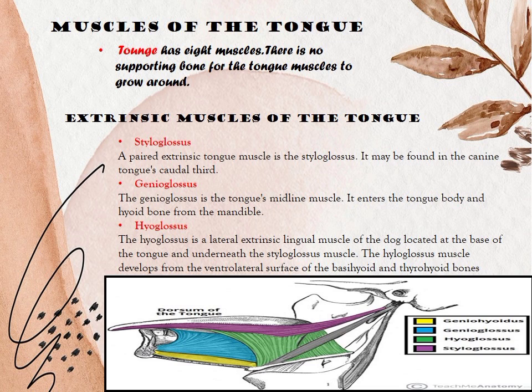And the last one is hyoglossus. The hyoglossus is a lateral extrinsic lingual muscle of the dog located at the base of the tongue and underneath the styloglossus muscle. The hyoglossus muscle develops from the ventrolateral surface. The hyoglossus muscles originate on each side from the whole length of the greater cornua and also from the body of the hyoid.